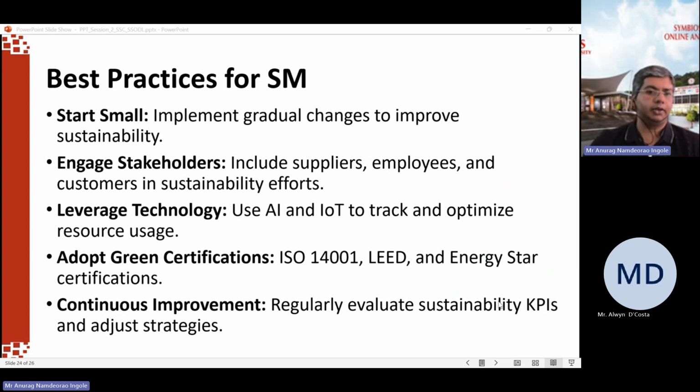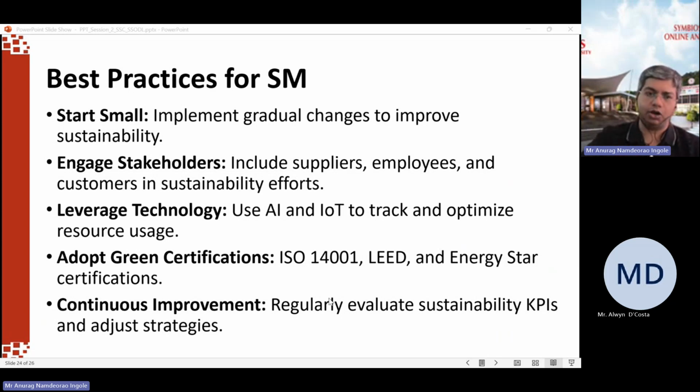So what are the best practices? You have to start small. Like I said, if you want to integrate some kind of new technology, do a pilot project first. Implement gradual changes to improve sustainability. Then engage with stakeholders. You have to include your suppliers, employees, and customers in sustainability efforts. It is not going to be an individual effort. You have to engage everybody, the complete part of your supply chain, all the players in your supply chain.